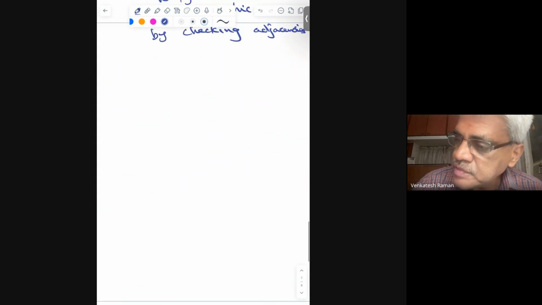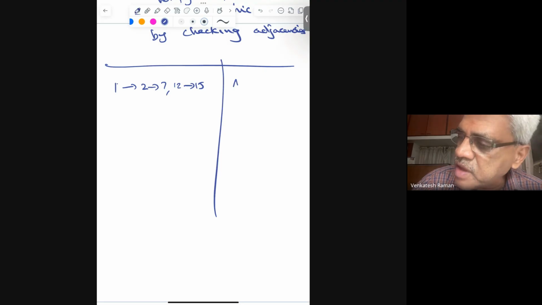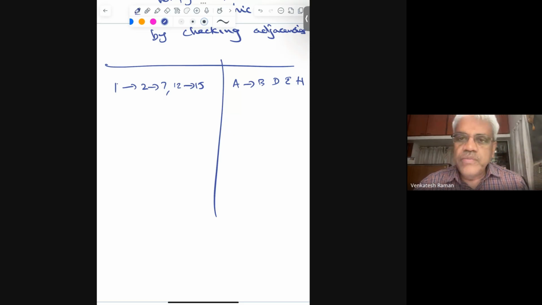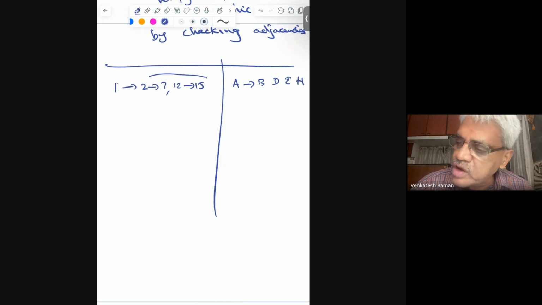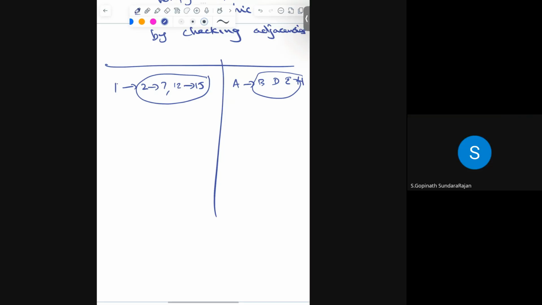See, your first list will say I am adjacent to vertex numbers 2, 7, 12, and 15. In the other graph, there may be some A which is adjacent to some B, D, E, H. Now you can't conclude anything by looking at these two lists, because you don't know what this B corresponds to. If you have 2, 7, 12, 15 here, you don't know whether B corresponds to 2 or 7 or 12 or 15. What you have to do is the mapping. First, I have to do the vertex mapping.